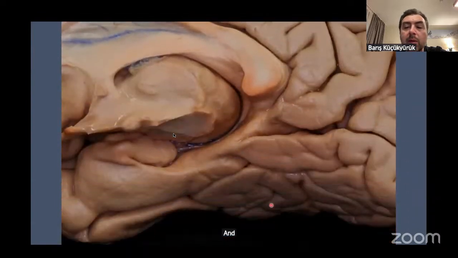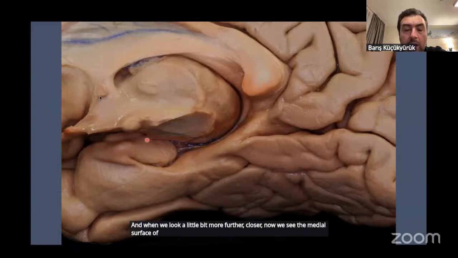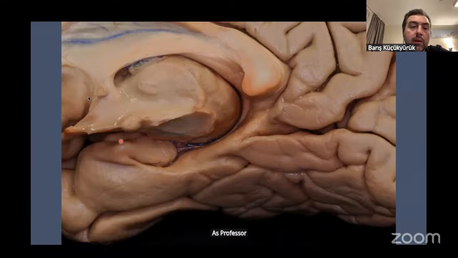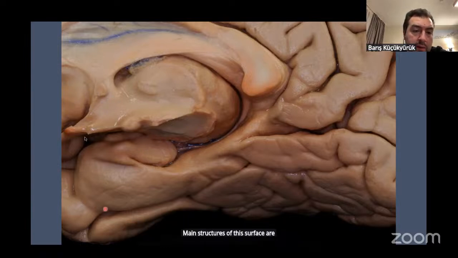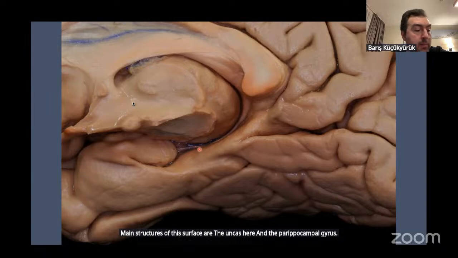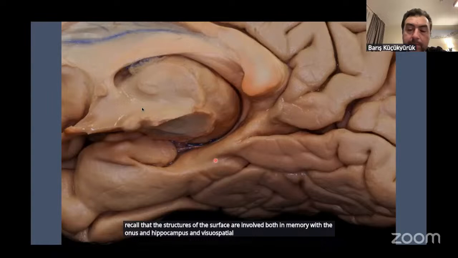When we look a little bit closer, now we see the medial surface of the temporal lobe. As Professor Rhoton used to commonly express, the medial surface of the temporal lobe is the most complex of the cortical surfaces. The main structures of this surface are the uncus here and the parahippocampal gyrus. There is much more detail, which we will be seeing subsequently, but let me recall that the structures of this surface are involved both in memory, with the uncus and hippocampus, and in visuospatial processing.